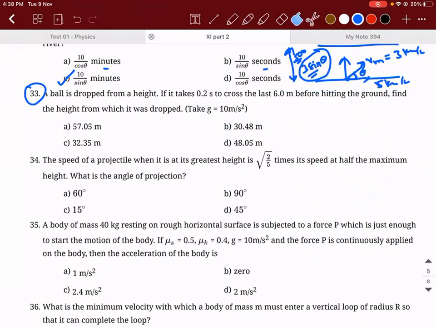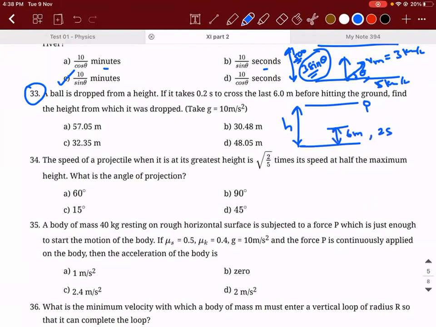How many of you solved this? So there is a ball that is dropped from a height. If it takes 0.2 seconds to cross the last 6 meters before hitting the ground, find the height from which it was dropped.